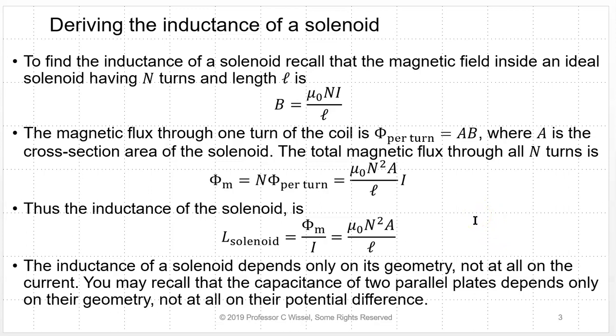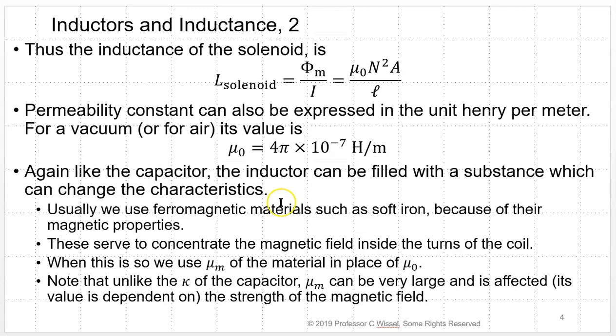You may recall that the capacitance of 2 parallel plates depends only on their geometry, not at all on their potential difference or their charge. Remember that the resistance is only dependent upon the geometry? So the inductance of a solenoid is L solenoid equals mu naught N squared A over l. The permeability constant can also be expressed in the unit Henry per meter. For vacuum or air, mu naught is 4 pi times 10 to the minus 7th Henries per meter, which might be a little more convenient when you're using it here.